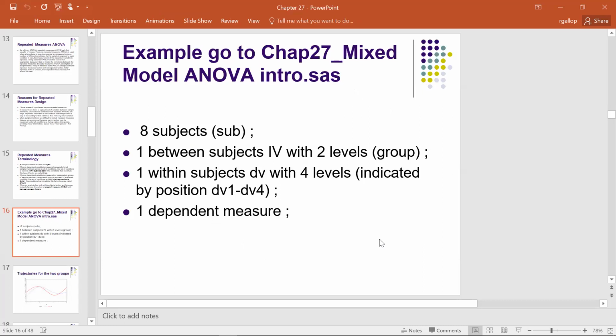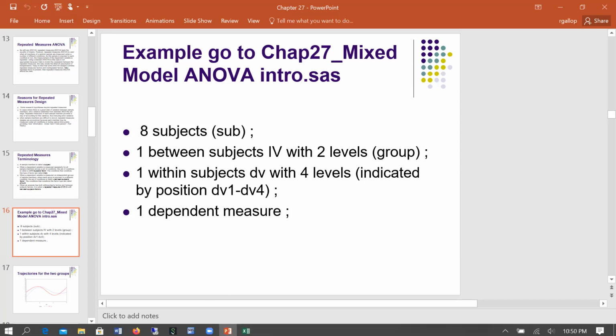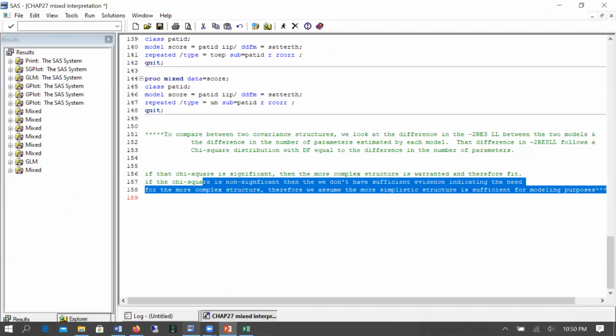So let me show you guys this next one. This is from the cocaine data, though this one's not the cocaine addiction trial. This one has 8 subjects. We have 1 between subject independent variable called group. We have 1 within subject factor, really the time that we're looking at, DV1 to DV4, and 1 dependent measure. So in this case, I'm going to go ahead and open up this program.